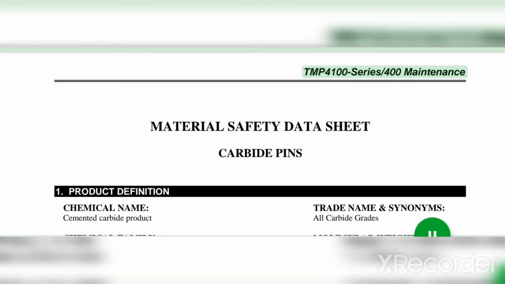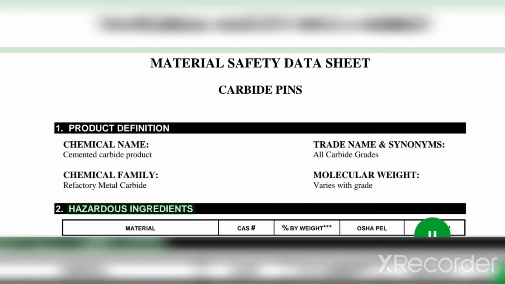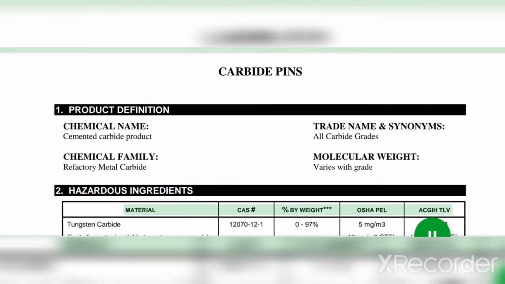TMP 4100 series/400 maintenance A3. Material safety data sheet. Carbide pins. 1. Product definition. Chemical name, trade name and synonyms: cemented carbide product, all carbide grades. Chemical family, molecular weight: refractory metal carbide, varies with grade. 2. Hazardous ingredients. Material, CAS number, percent by weight, OSHA PEL, ACGIH TLV.